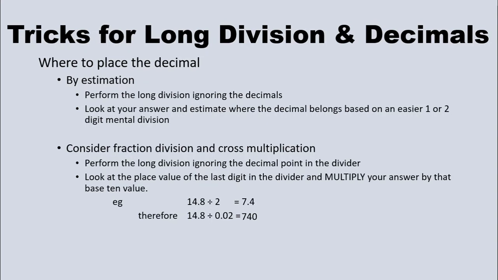0.02 is the same thing as 2 over 100. That's 2 hundredths. Dividing by 2 over 100 is cross multiplication. Flip it and multiply, which is 14.8 times 100 divided by 2, or simply 14.8 divided by 2 multiplied by 100. We already have our answer of 14.8 divided by 2, 7.4. So just times that by 100 and we got 740.